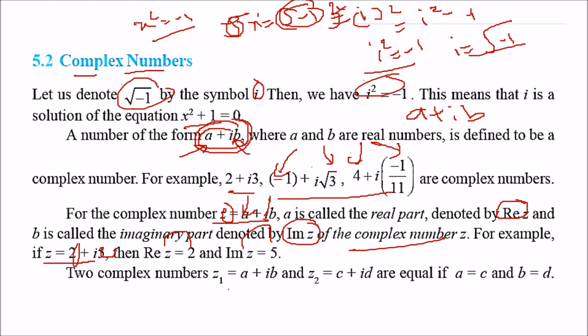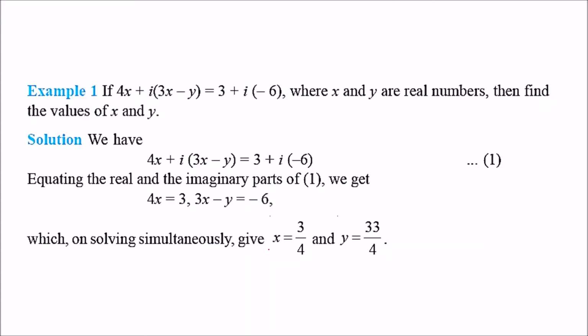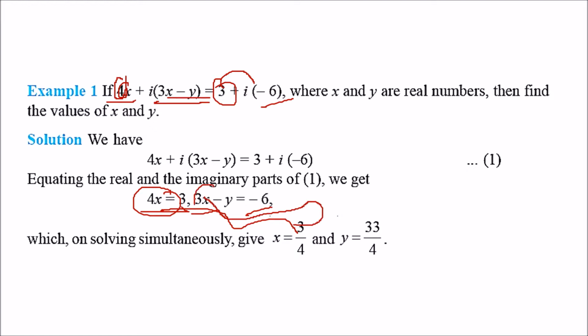And these two complex numbers, when are they equal? They are equal only when the corresponding real part a is equal to c and the imaginary part b is equal to d. Real part has to be equal and imaginary part has to be equal. Let us take an example. 4x plus i(3x minus y) equals 3 minus i6. If they are equal, that means 4x has to be equal to 3, and 3x minus y has to be equal to minus 6. So from this equation we get x equal to 3 by 4. We replace x with 3 by 4 and we get y.